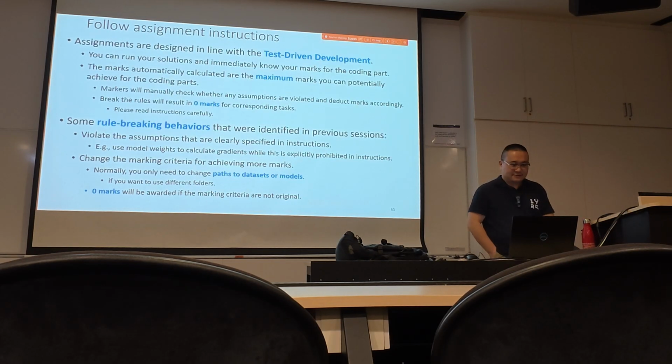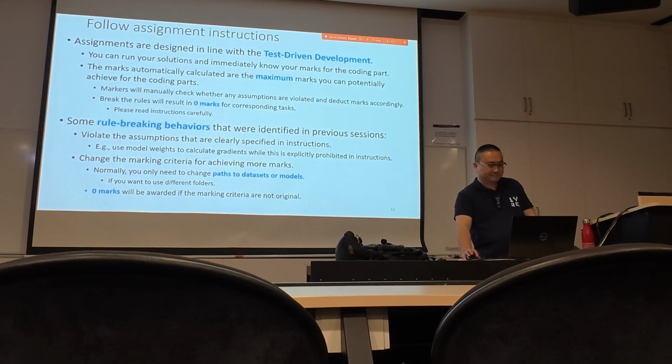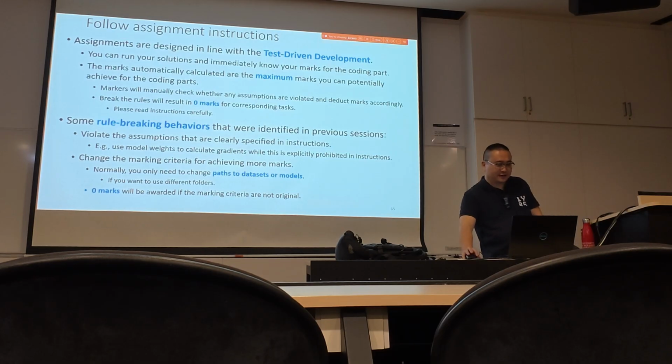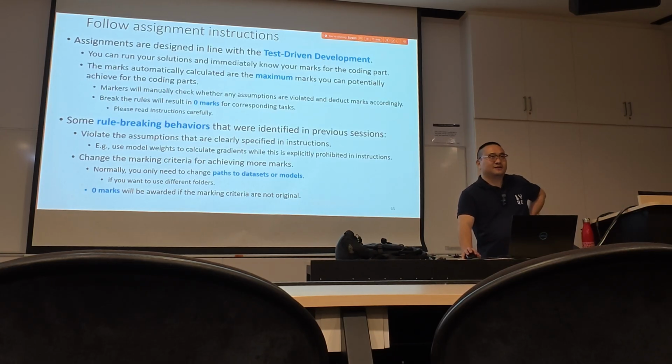The assignments are designed as task-driven development. It means that after you develop your code, you can run your solution and immediately know the marks. We discussed this at the beginning of this lecture. Even if it shows the marks, they cannot be the final marks, because your code will be reviewed by the tutor. The tutor may deduct marks if you violate some assumptions. Therefore, the automatically calculated marks are just the maximum marks that you can potentially achieve for the code part. And the markers will manually check your code.